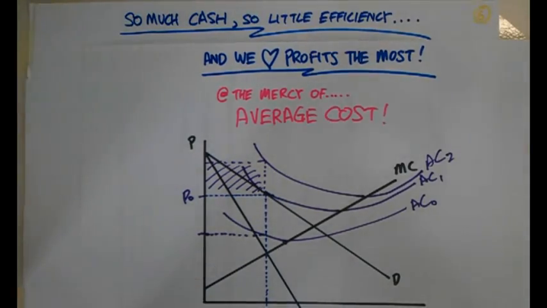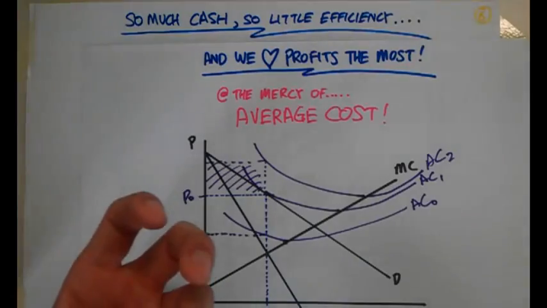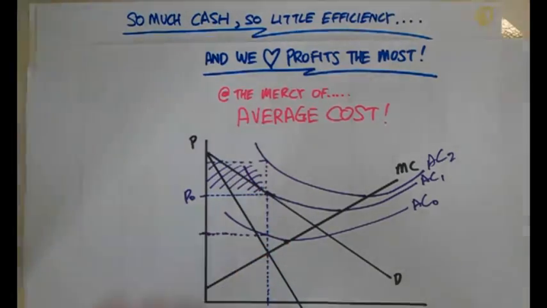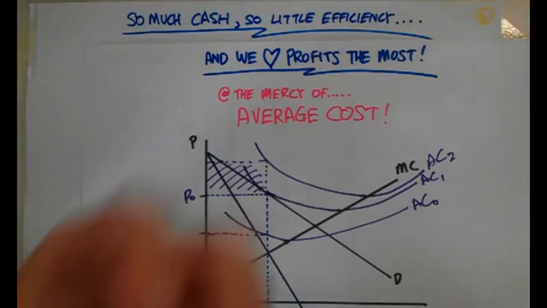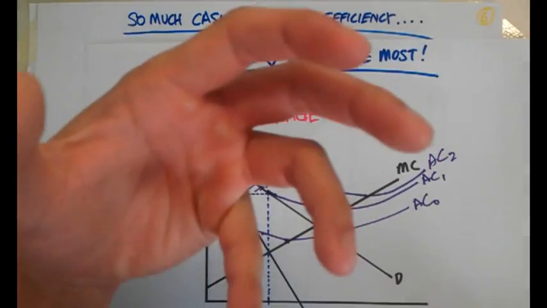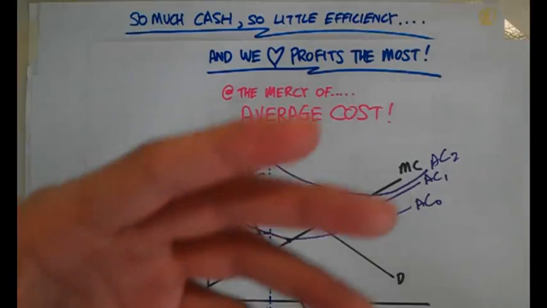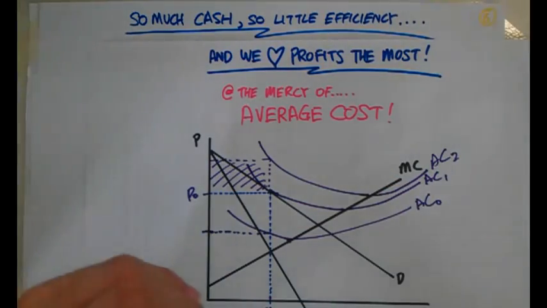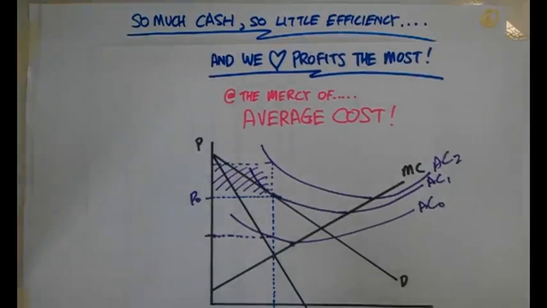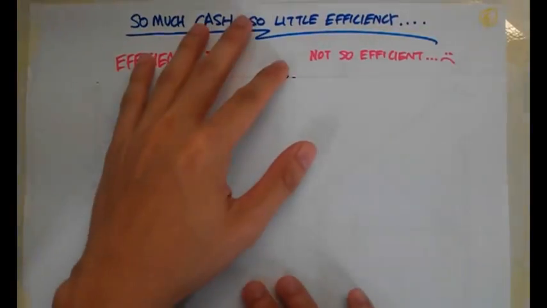Why? Because the MC is derived from our total cost curves. Our total cost curves are derived from our isoquant and isocost. And what does the isoquant and isocost tell us? It tells us that the firm is maximizing its resources and minimizing its cost. That is why we are always productively efficient when we talk about producing at MR equals MC. But we are not exactly allocatively efficient.